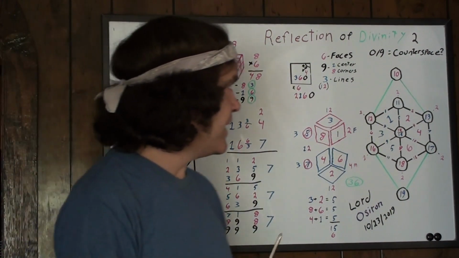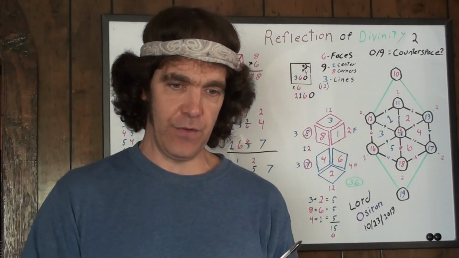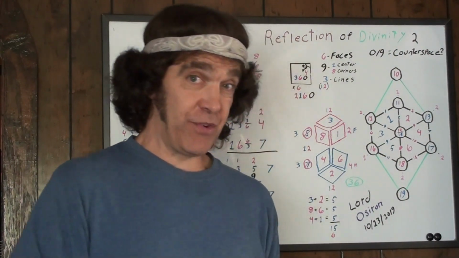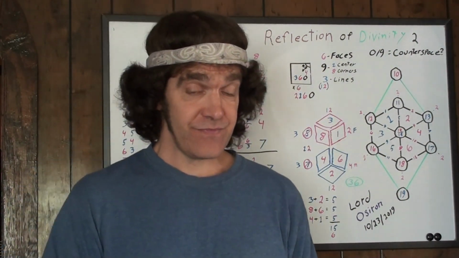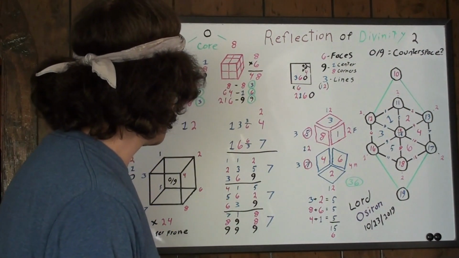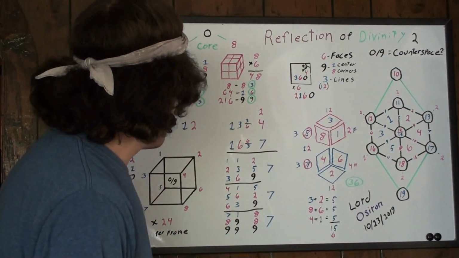So my idea is that the 0, 9 is counterspace. It's not real. That's why the 0 and the 9 have the properties that they have, because it's representing that counterspace aspect. And that's pretty important in all of this. And one more thing I want to get to real quick.